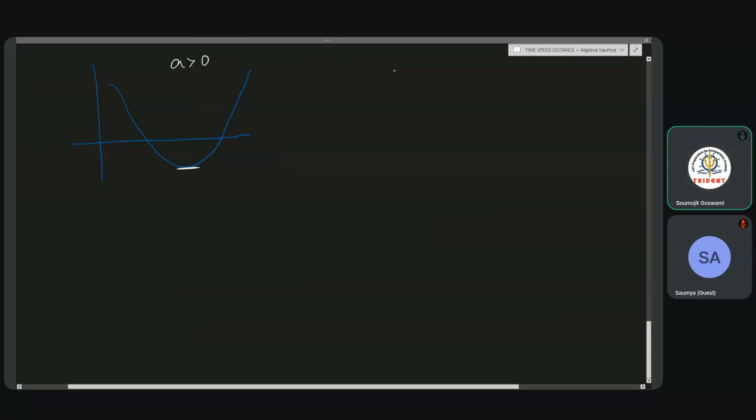Let's take 3 and 7, the 2 points. So 3 and 7 is 10, 3 sevens are 21. So this is going to be x square minus 10x plus 21. Okay. This is equal to whatever, 0. For the time being, just forget about whatever it is getting equated to.